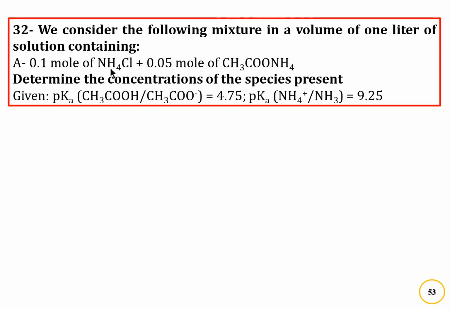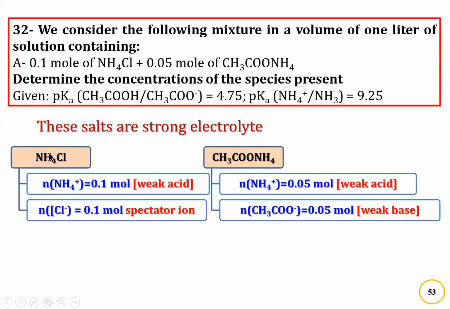First of all, we have to know the nature of these salts. These salts are strong electrolytes since no Ksp value is given, and they will dissociate completely to their ions in solution. So NH4Cl dissociates completely to NH4+ and Cl-, and we obtain 0.1 mole, 0.1 mole. CH3COONH4 dissociates also to NH4+ and CH3COO-, and the dissociation is complete.